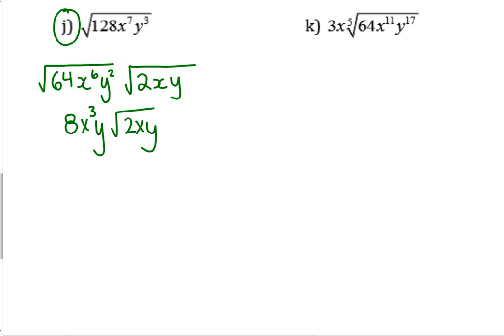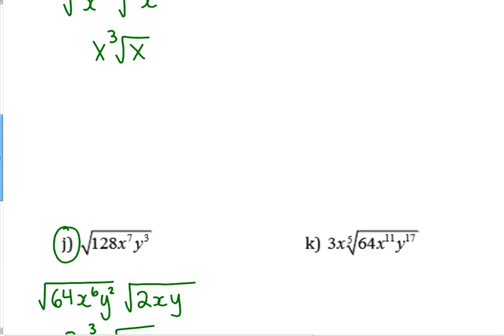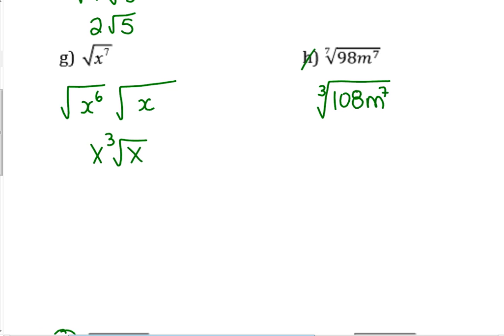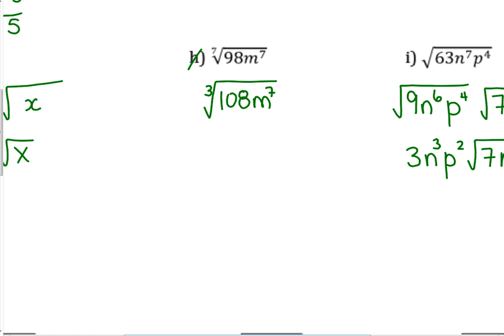Can we change the letter H? I did 108, right? Was it 108 that I chose? Yeah. Okay, so cubic root of 108, m to the 7th. What if it's a perfect cube and we want to simplify it? If we're dealing with perfect cubes, we want the largest perfect cube that goes into 108.